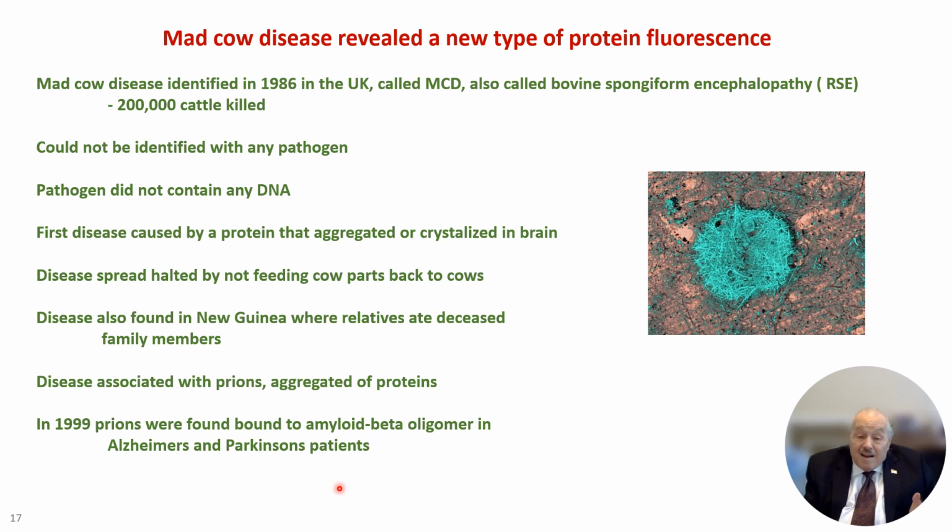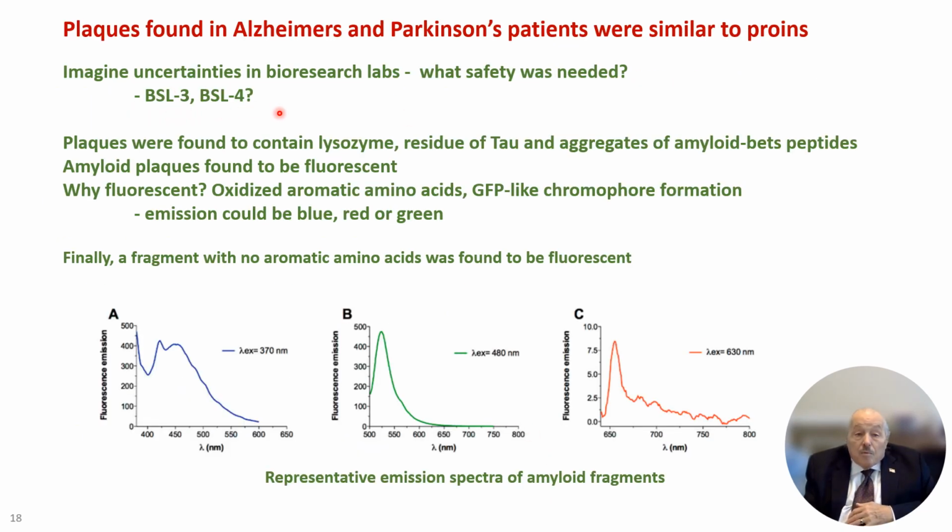And then in 1999, they were found to be associated with amyloid plaques of the types that appear with patients with Alzheimer's disease or Parkinson's disease. So somehow, whatever this non-DNA pathogen was, it was also associated with serious human diseases. And so how do you deal with this? You can imagine the uncertainty in the biosafety labs. What do you do for safety? How do you filter it out?